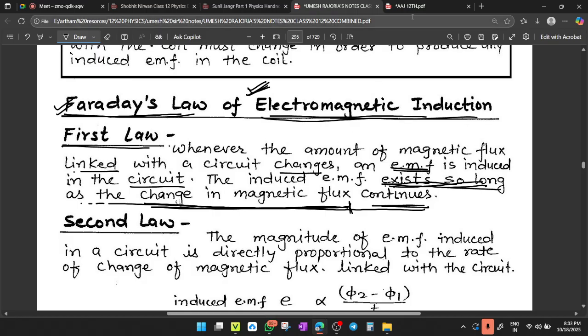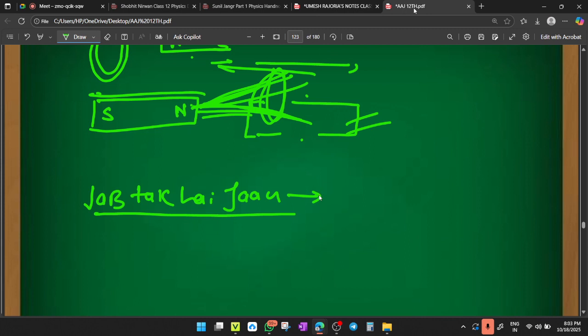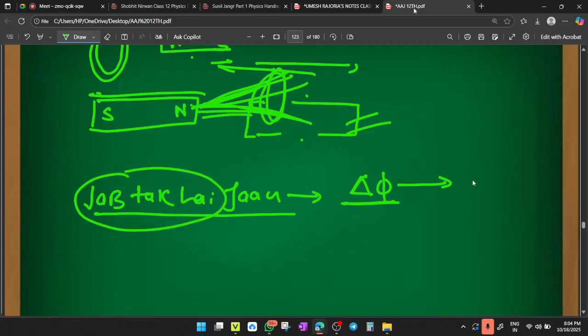Yes. A movie was there, Shah Rukh Khan, Jab Tak Hai Jaan. Okay? Jab Tak Hai Jaan. So this trick means till the magnet is moving or till the coil is moving, so till the flux is changing, there is EMF. Jab Tak means till the flux is changing, there is EMF. So this becomes a trick: the Jab Tak Hai Jaan rule.